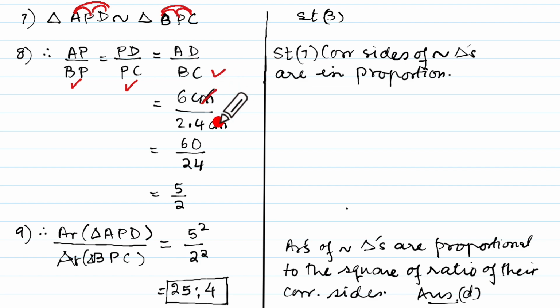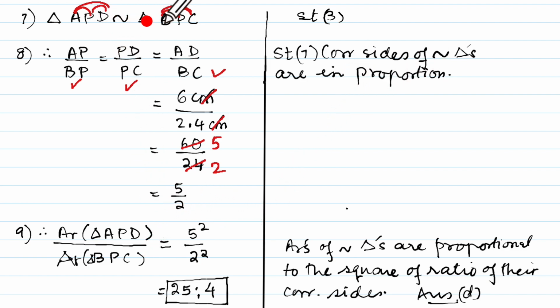So this will get cancelled, and then you'll have 60 upon 24, 12 5s and 12 2s. So that is reduced to 5 upon 2. And the reason for that is corresponding sides of similar triangles are in proportion. Remember to write the reasons.